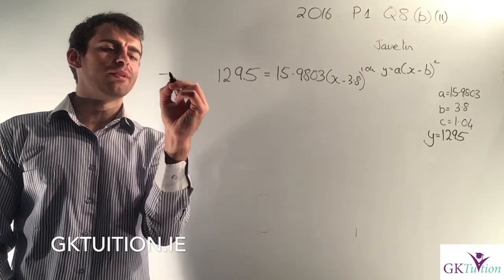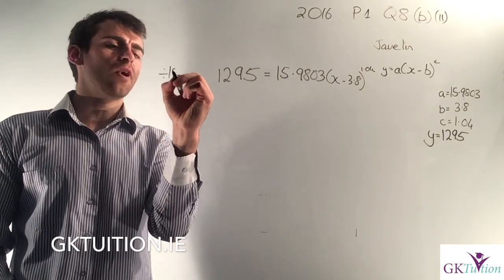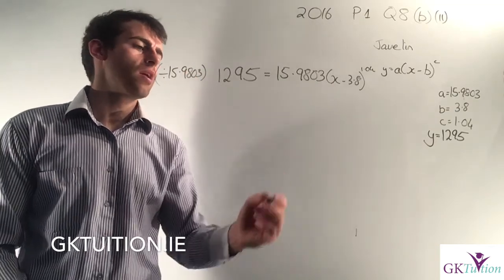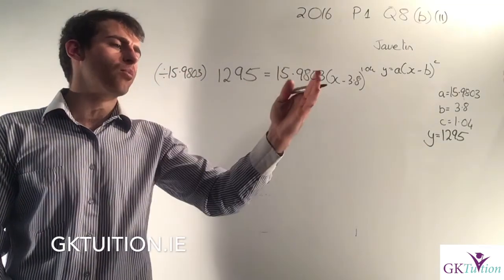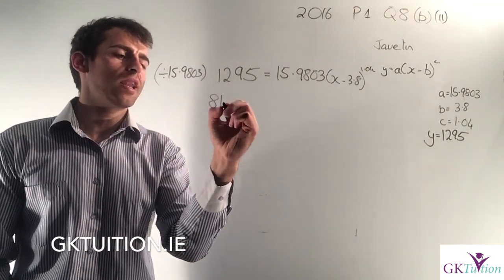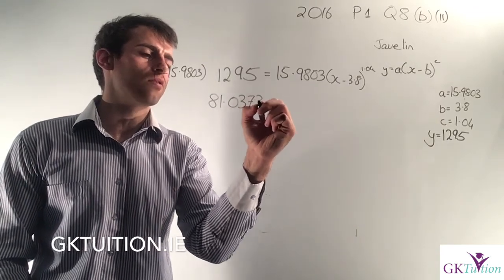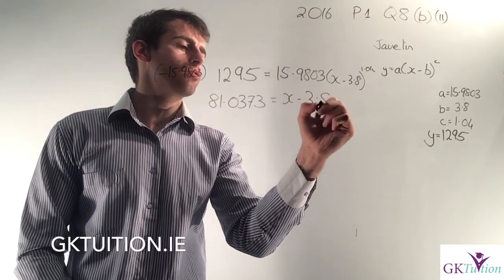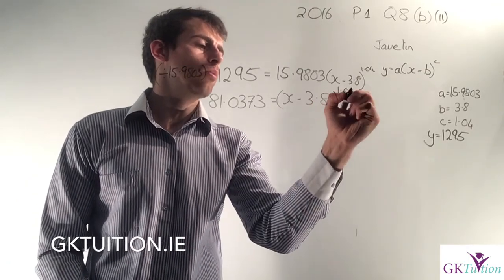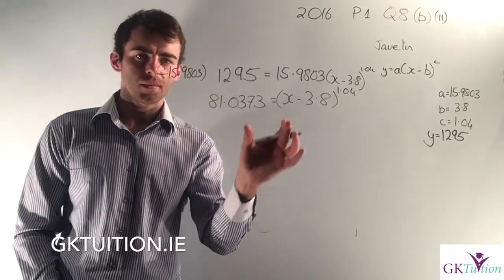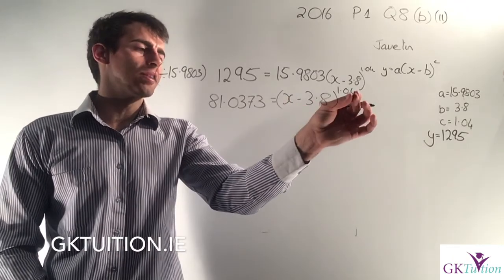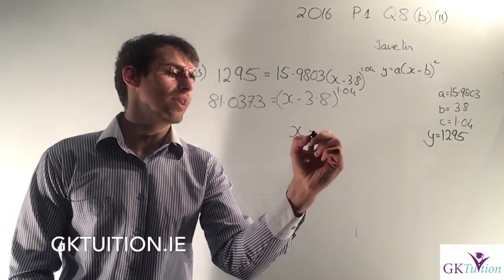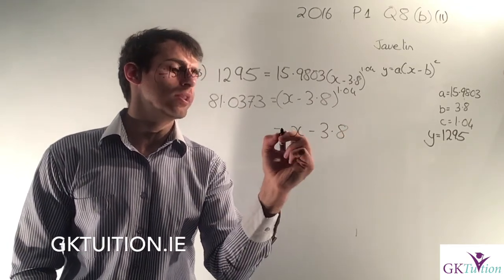Now on the next line, probably the easiest thing to do is divide both sides by 15.9803. If I divide the left-hand side by 15.9803, I get 81.0373. And on the right-hand side, I'm just left with (X minus 3.8) to the power of 1.04. Now I want to isolate my bracket, so I need to do something with this power. So I'm going to rewrite the right-hand side as X minus 3.8.